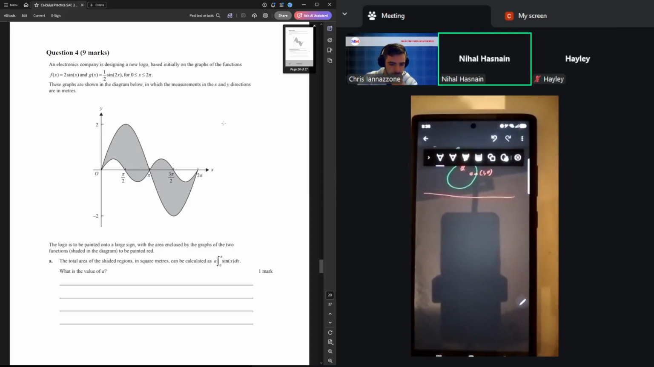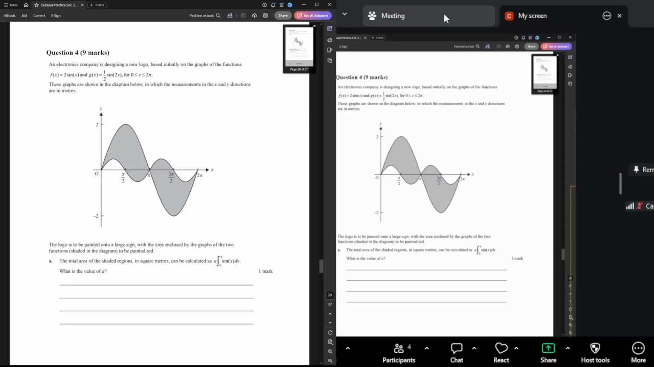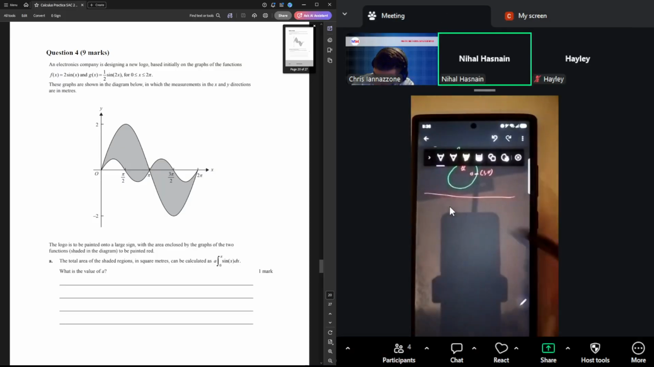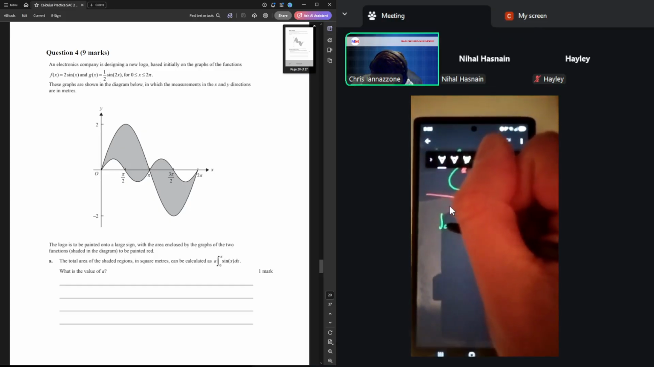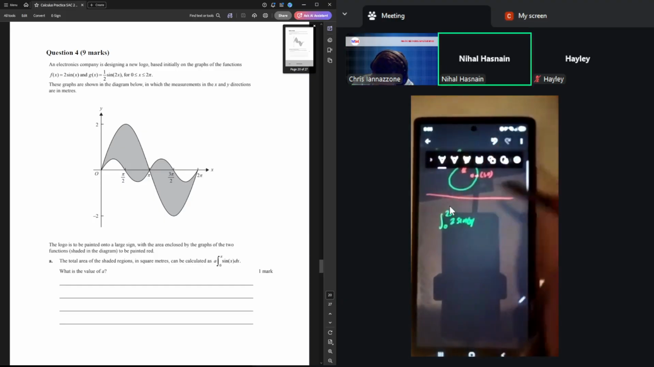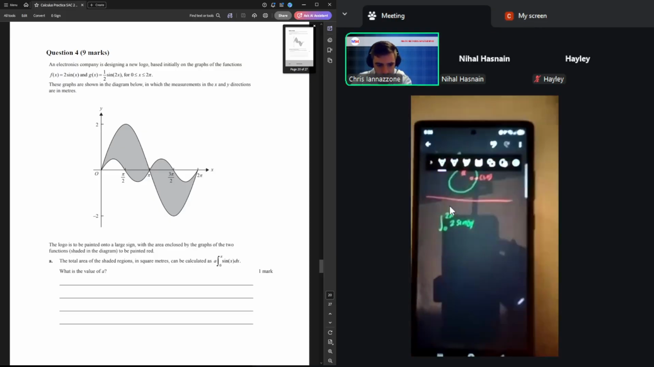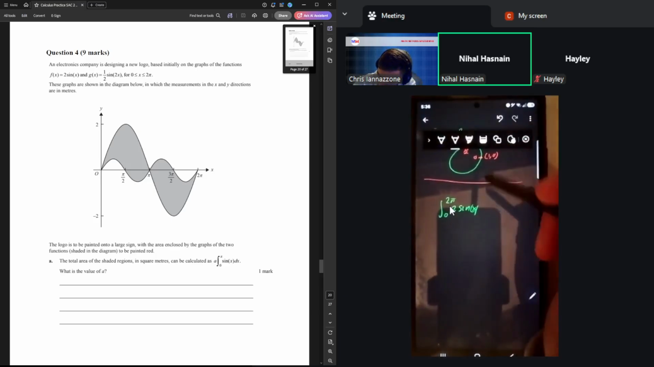Okay, so first we write the whole thing. Integral of 2 sine x from 0 to 2 pi. We can take out the 2. Wait, no, actually, what I'll do is pause here for it.